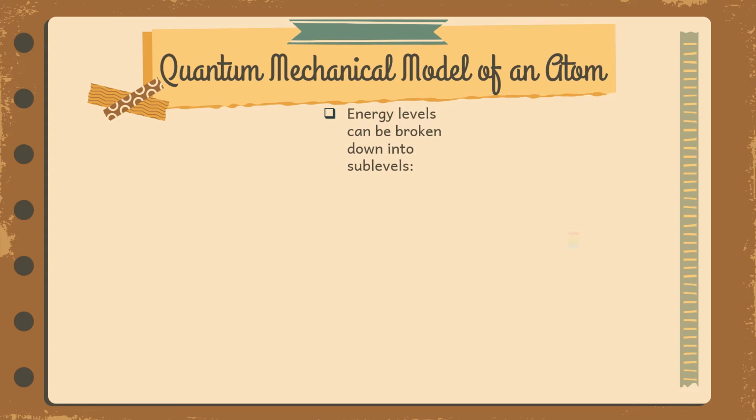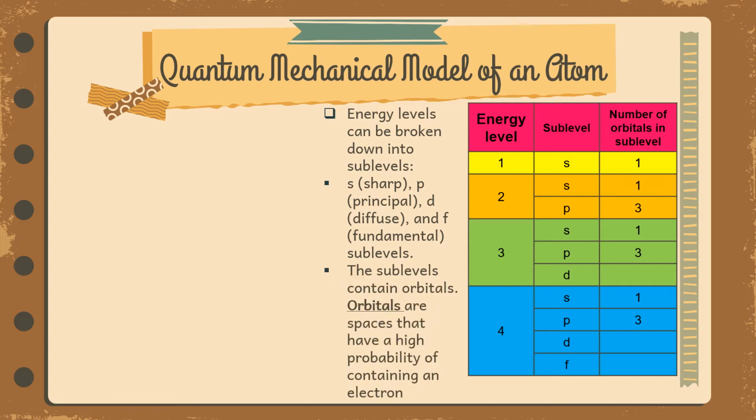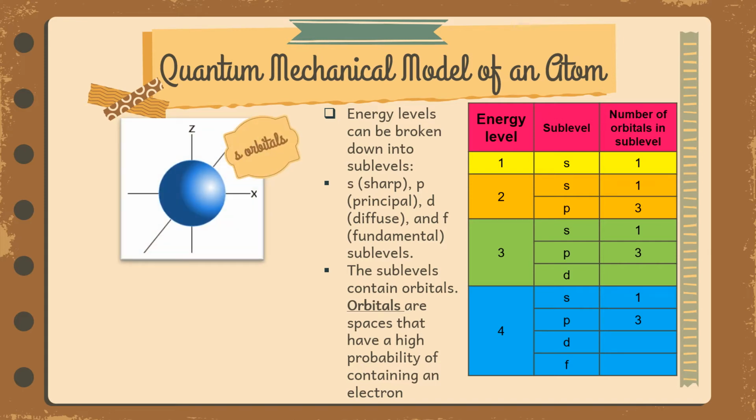Each energy level is broken down by sublevels. It could be S or sharp, P or principal, D or diffuse, F or fundamental sublevels. These sublevels contain orbitals. When we say orbitals, these are the species that have a high probability of containing electrons. The S sublevel has one orbital, and this is the shape of the S orbital.